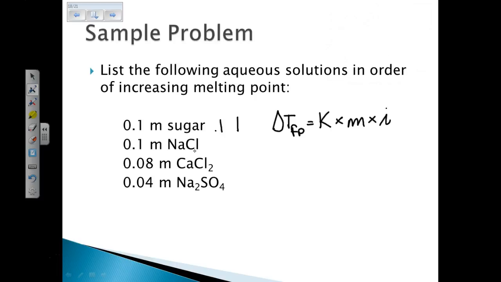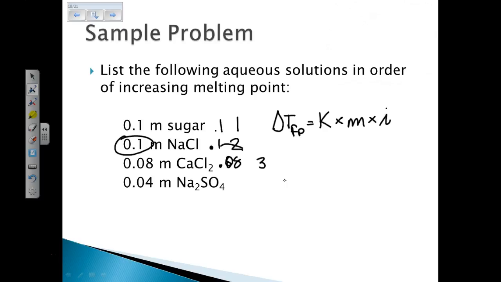Now for sodium chloride, the molality is 0.1, but the Van't Hoff factor is 2. So of these two, which one's going to have the greater freezing point depression? Well, this is going to have the greater of the two, this guy right here. Now this one has a molality of 0.08, but its Van't Hoff factor is 3.